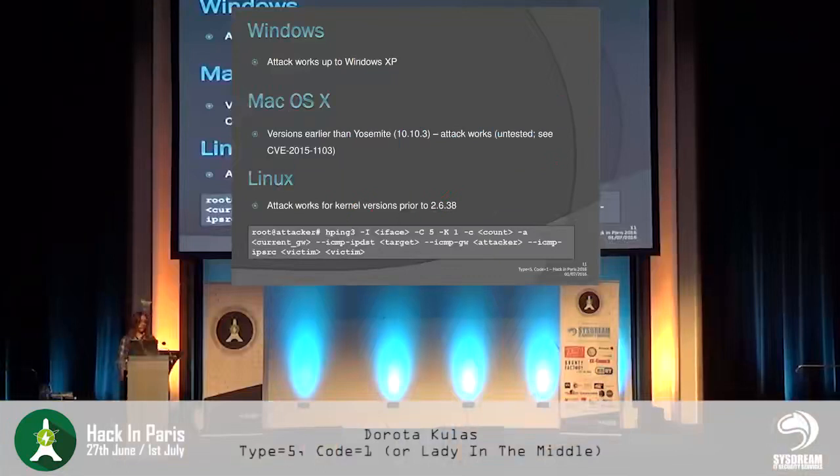So as you can see, it was working up to Windows XP. For macOS, I didn't test this, but I found the article and the CVE here that changed the default configuration of macOS. And right now, if you're running an OS newer than Yosemite, the attack won't work at all because they just by default disable IP redirects.